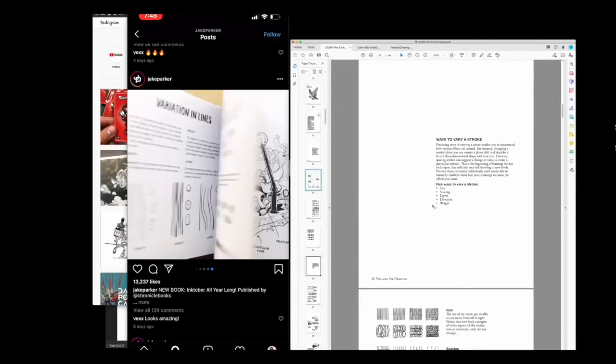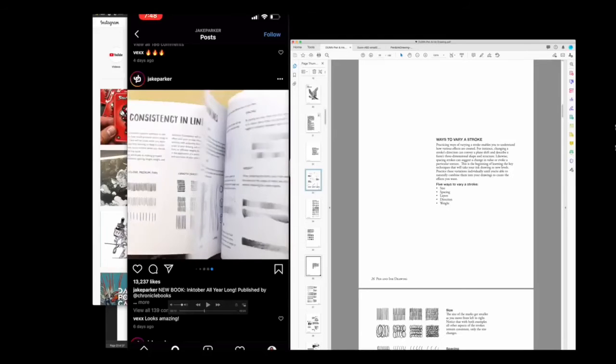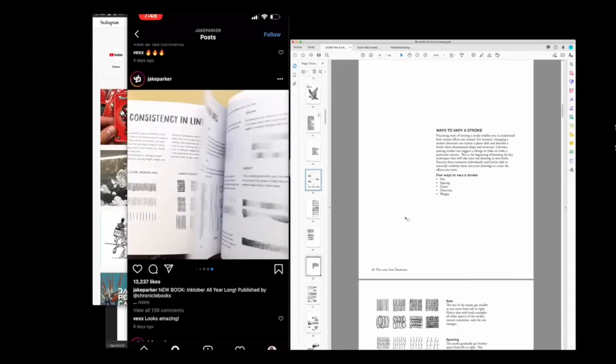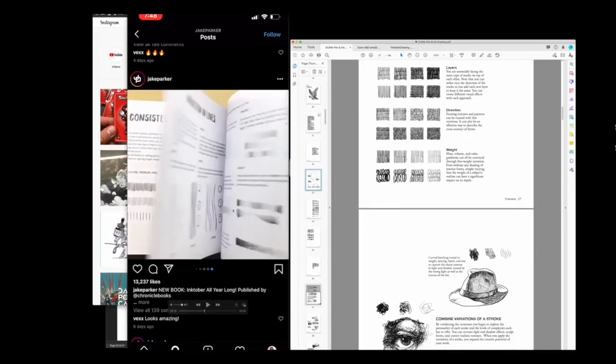And then eventually I said, you know what? This is the simplest, most effective, concise way to get to that idea. And I chose variation. So the five ways to vary a stroke, the five variations: size, spacing, layers, direction, and weight. What does he have? Size, weight, spacing, layers, and direction. The exact same thing. And what's really appalling too is that he has the audacity to follow the same sequence my book is following. Like, how lazy are you?